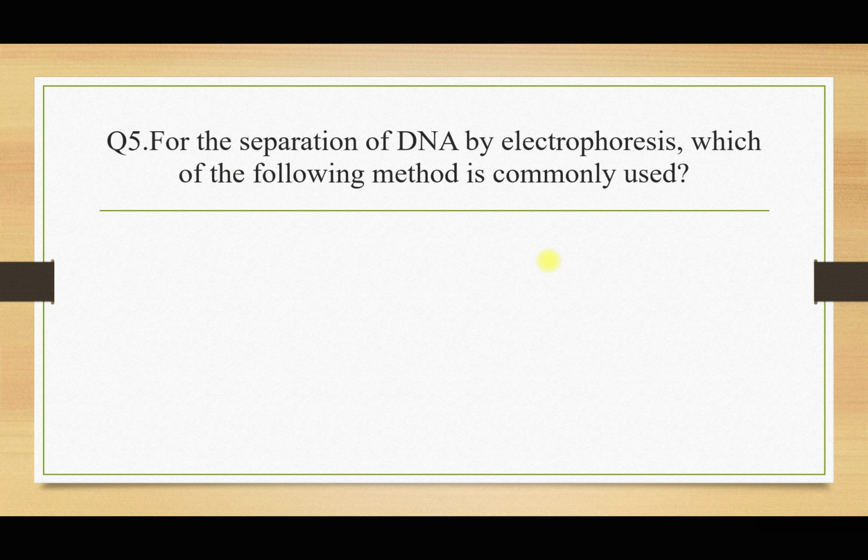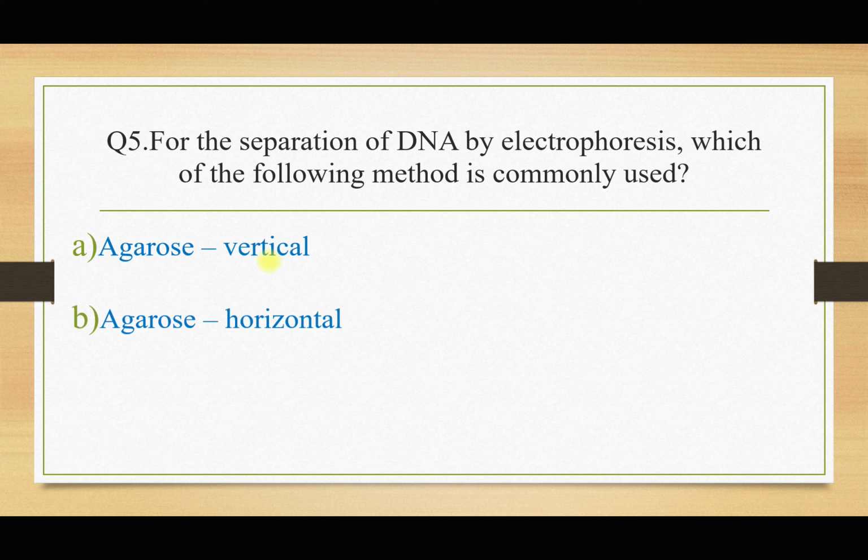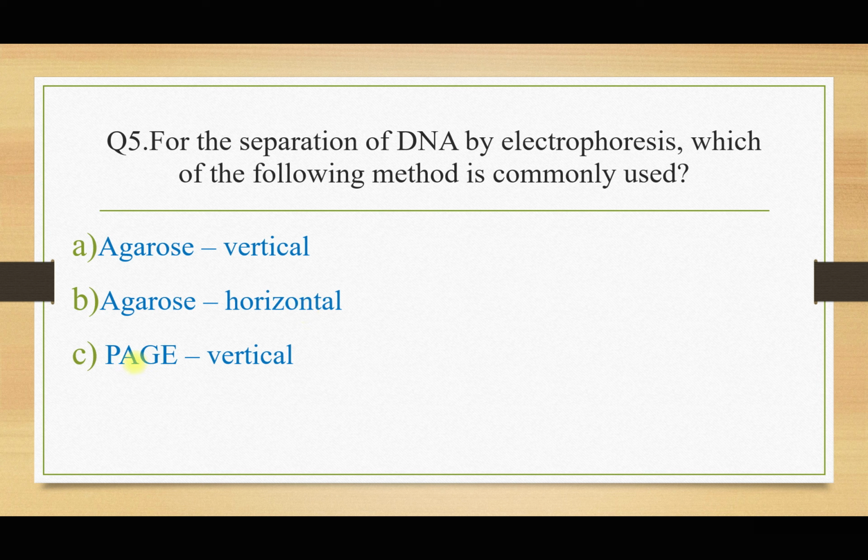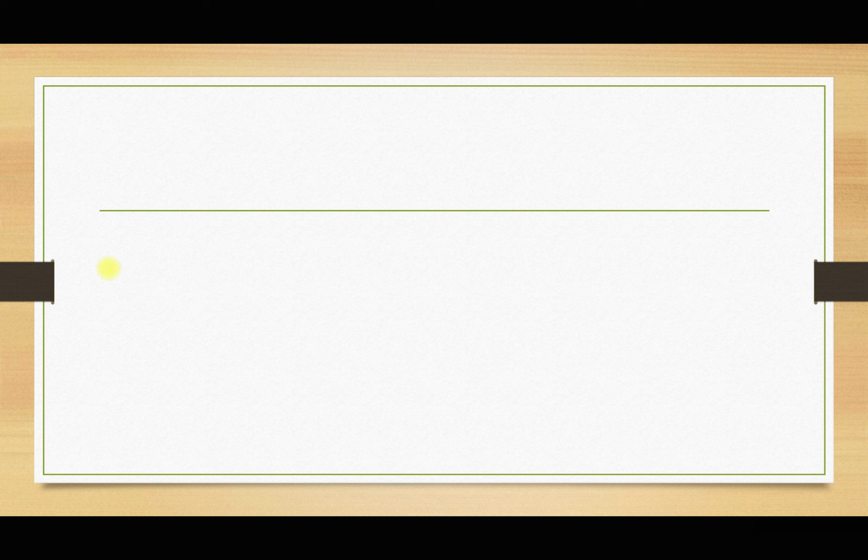Question number 5. For the separation of DNA by electrophoresis, which of the following methods is commonly used? This is a very simple question. I hope you can answer it correctly. A is Agarose vertical. B option Agarose horizontal. C option PAGE vertical. D option is PAGE horizontal. The correct one is B, Agarose horizontal. Agarose gel electrophoresis, which is in the horizontal manner.